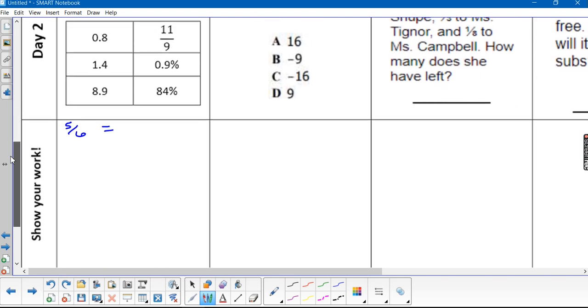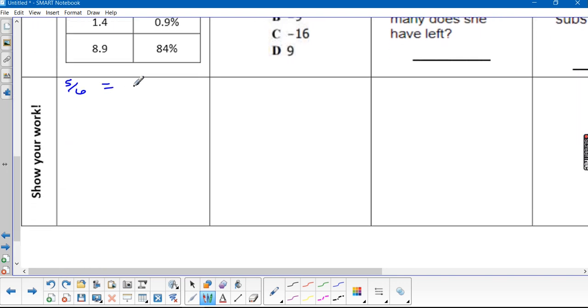So let's go here. And let's pop this decimal. Sluggish, ate too many Oreos yesterday.